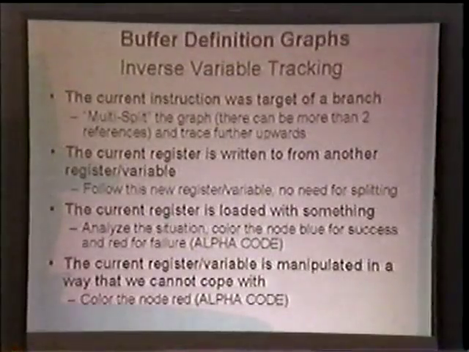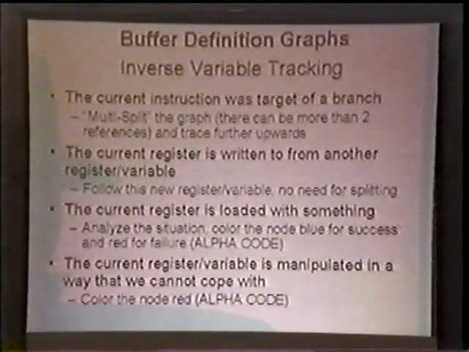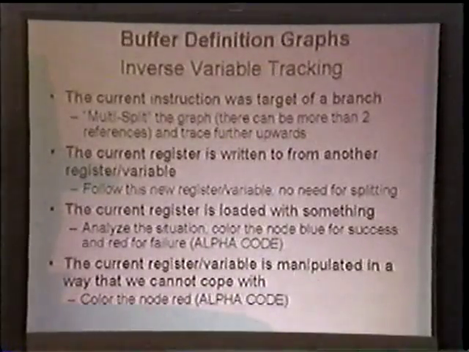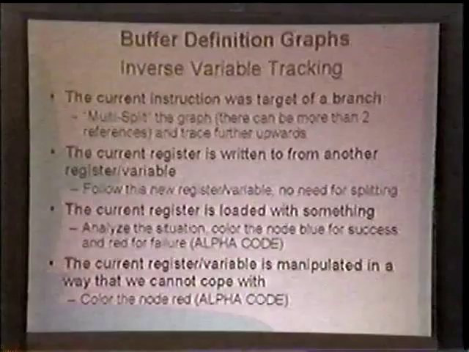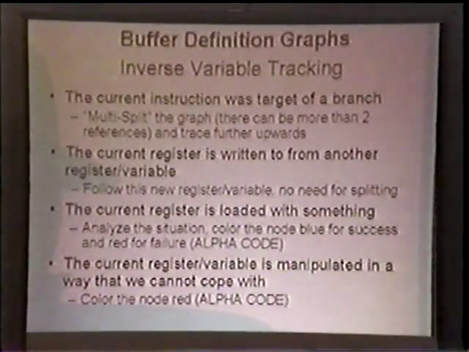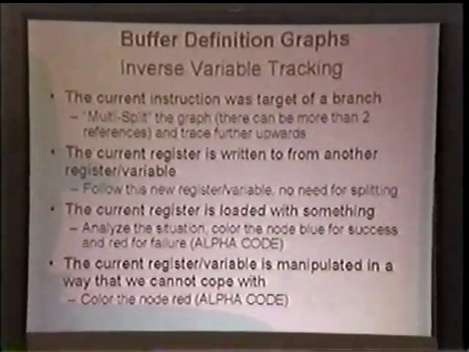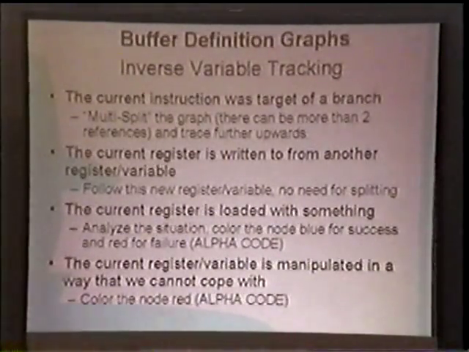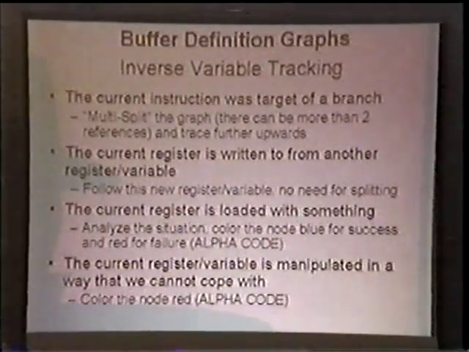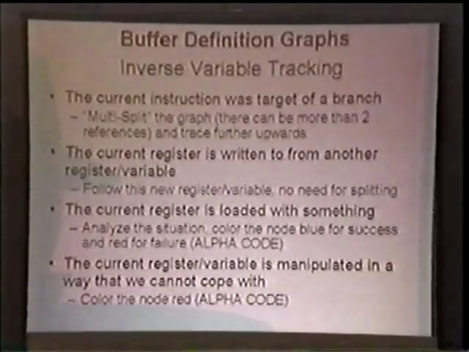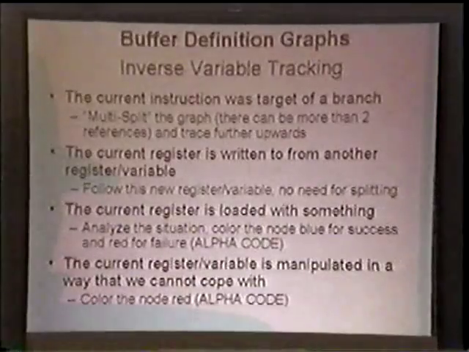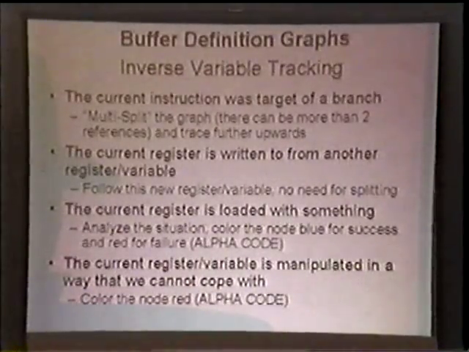If the current register is loaded with something, you'll have to analyze the situation. If you can determine it's a buffer load, then this plugin will color the node blue and return and just say OK. This is alpha code, it hardly ever works. And if the current register is the return value from another function, like from a malloc, or from another function which does a malloc, you can decide in the future to either go into that function and see what's being done there. Right now, the plugin will just scream and say, oh, I can't figure this out, and color the node red.